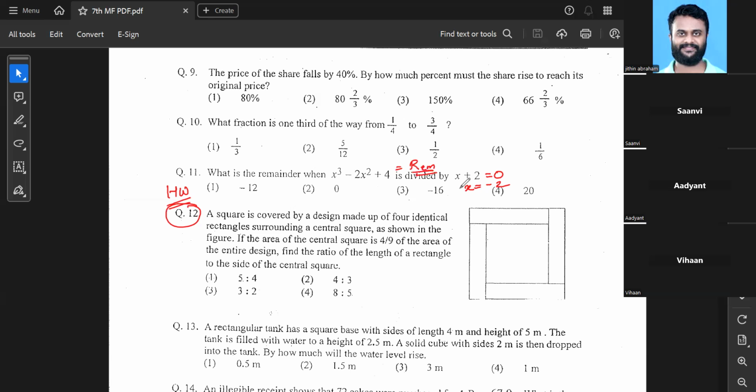Sir, the remainder is minus 12? Minus 8, minus 8. So minus 12. Yes, sir. Even I got minus 12. Yeah, minus 12 actually makes sense. Yes. So this is only the short trick, no? What you told me is x is equal to minus 2. Correct. Sir, this is the remainder theorem, no? Correct. Okay.